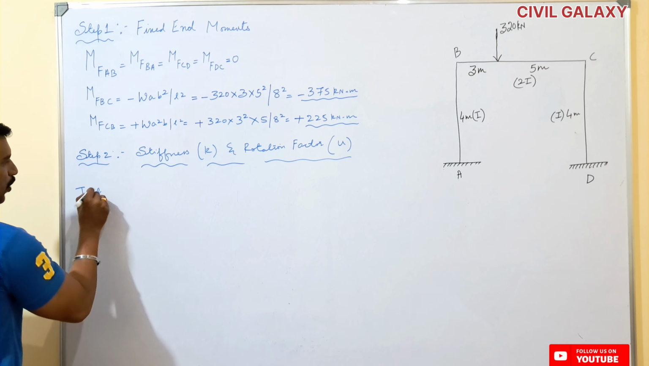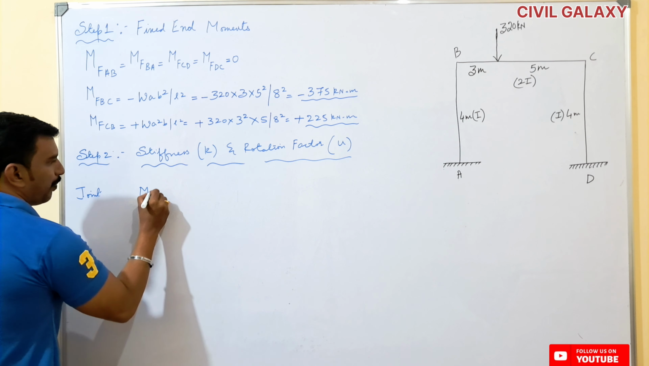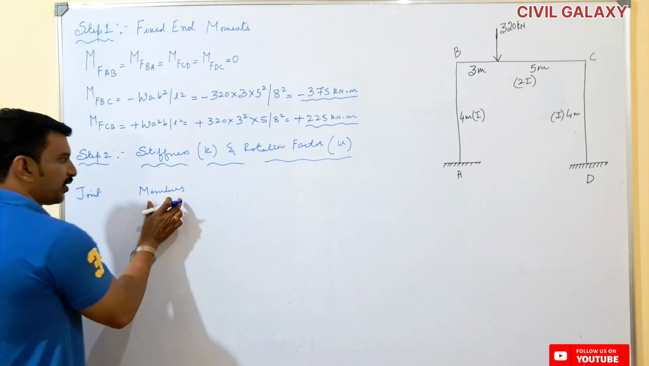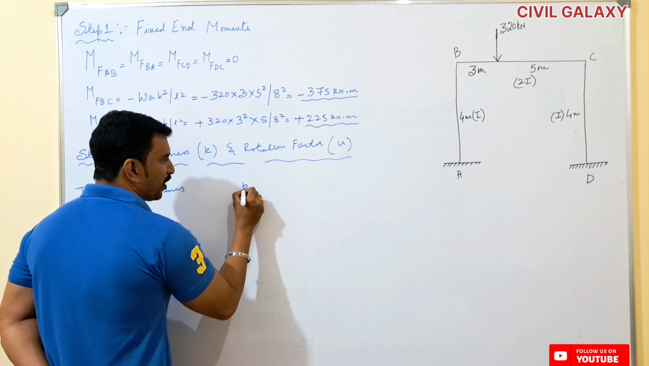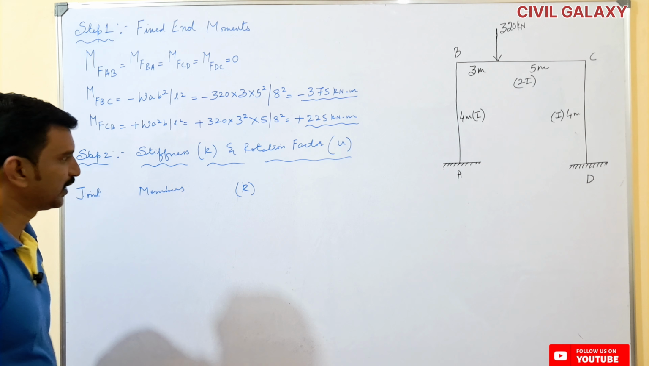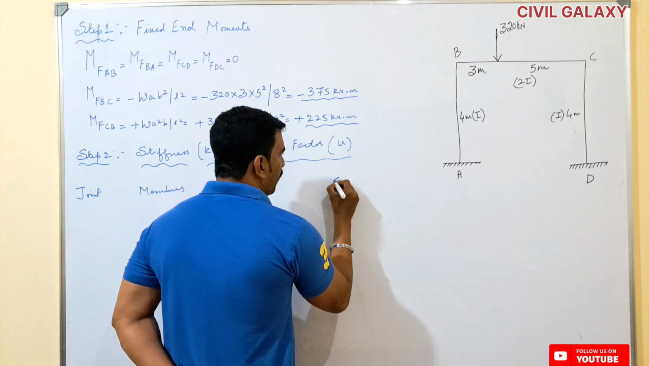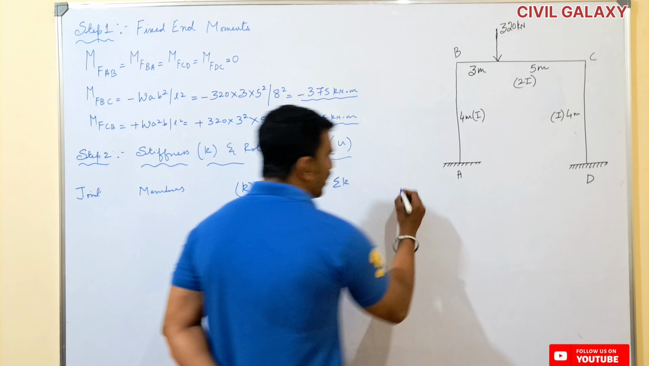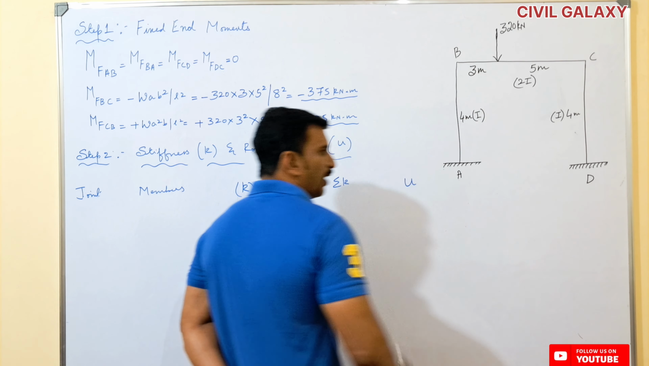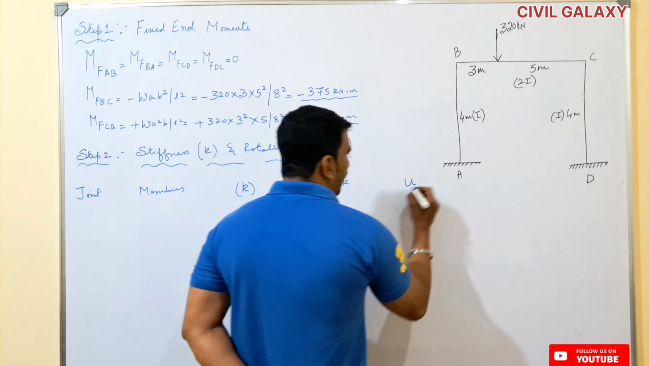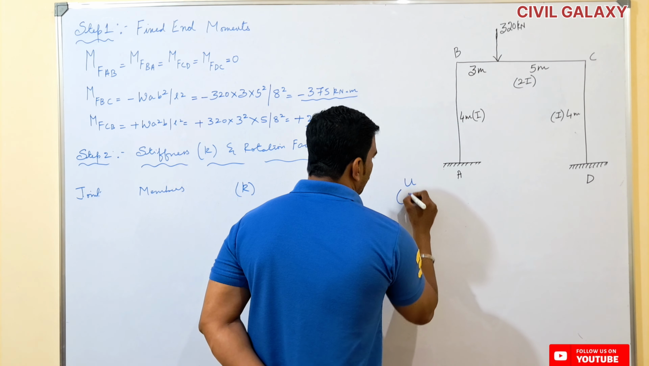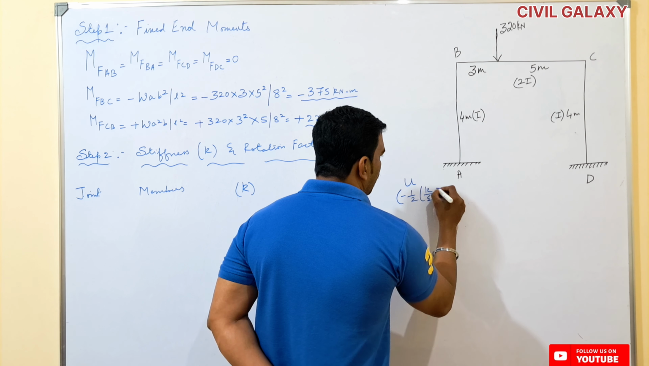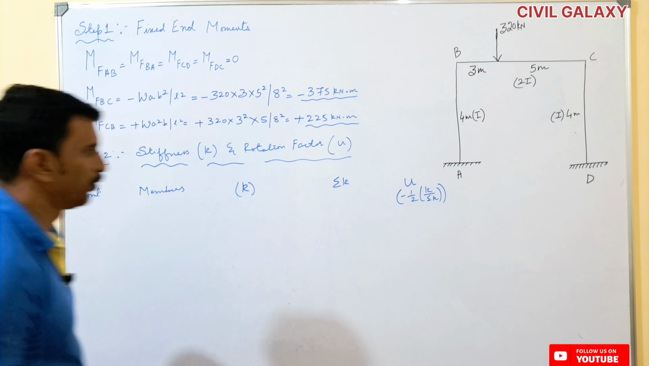First will be the joint, second will be the members for that particular joint we have considered, and for these members we need to find the relative stiffness, that is K, and we have to take the total stiffness into consideration, which is sigma K, and finally we will consider the rotation factor, which is given by U equal to minus half into K upon sigma K. So this is the formula we have to use.